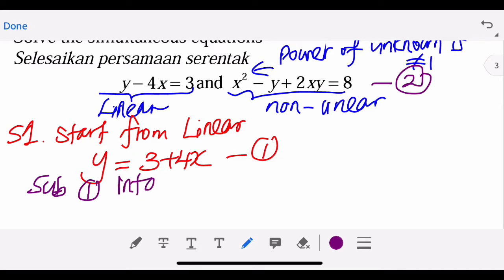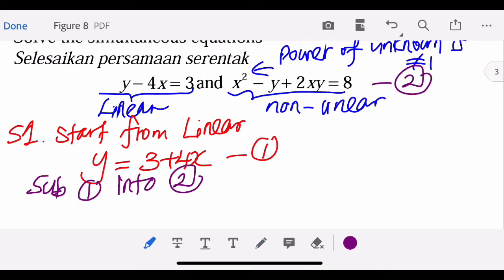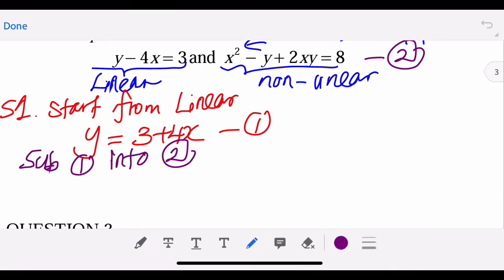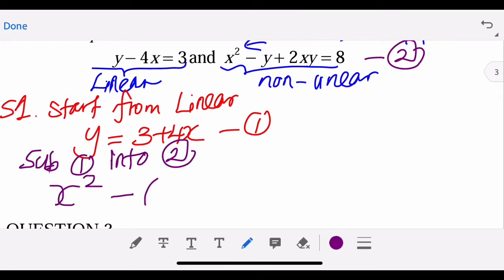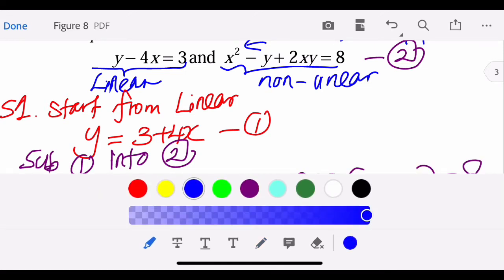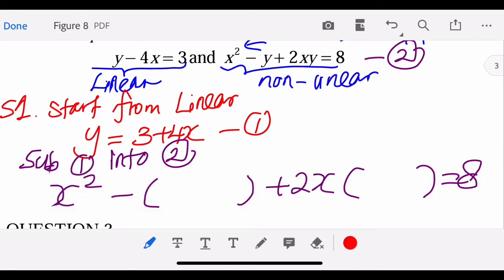Then the next step is you need to substitute equation number 1 into equation number 2. Alright, so now we need to do it carefully. So I'm going to copy the equation carefully and substitute carefully into equation number 2. Alright, so when I see x squared, I will copy. Minus, when I see y, I will prepare the bracket first because it's minusing 2 terms. Plus 2x times y, I will leave it in bracket, equal to 8.